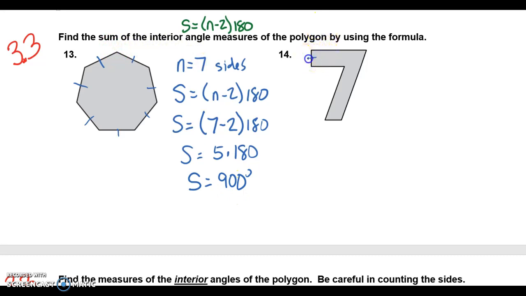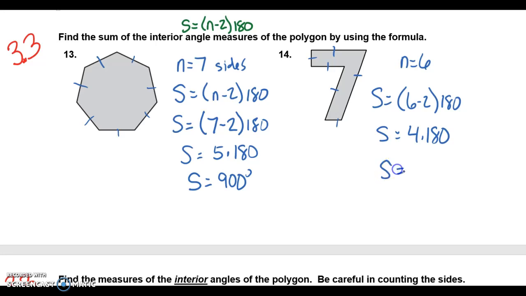So that's it. That is the sum of the interior angles. Okay, this one, 1, 2, 3, 4, 5, 6 sides. So n equals 6. We do S equals 6 minus 2 times 180. So that's 4 times 180. Total of the interior angles using a calculator is 720 degrees. So that is it for that page.